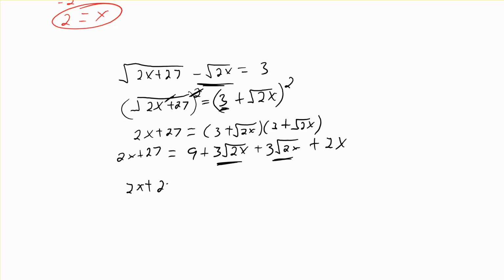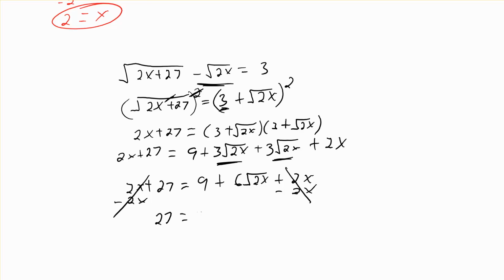2x plus 27 is equal to 9 plus 6 square root 2x plus 2x. One thing that's kind of jumping out at me right now is that I've got 2x on the right side of the equation and I've got 2x on the left side of the equation. So what's going to happen is, if I subtract, like the other questions we've done, if I subtract 2x from this side and subtract 2x from this side, I've gotten rid of that whole term. So things just got a little bit simpler.